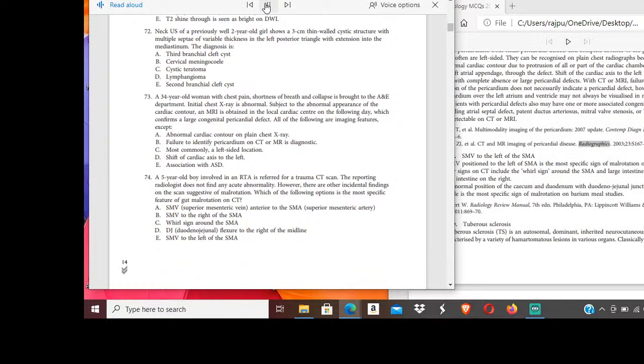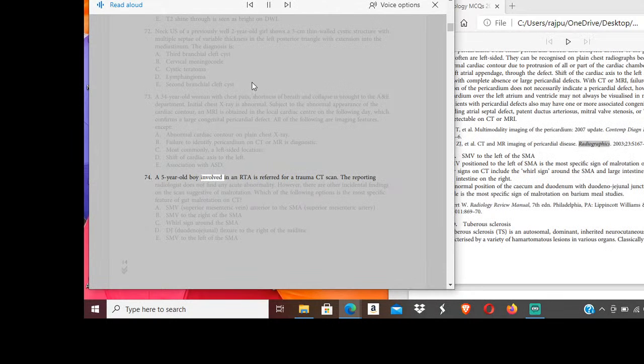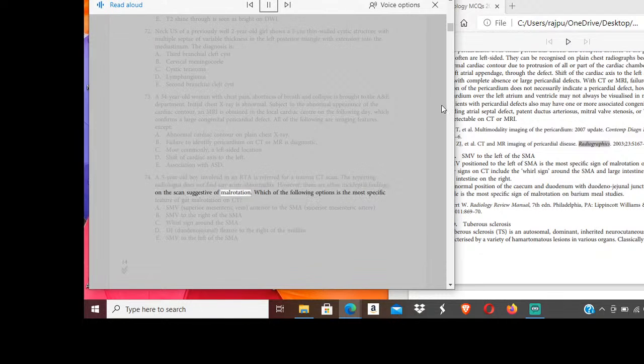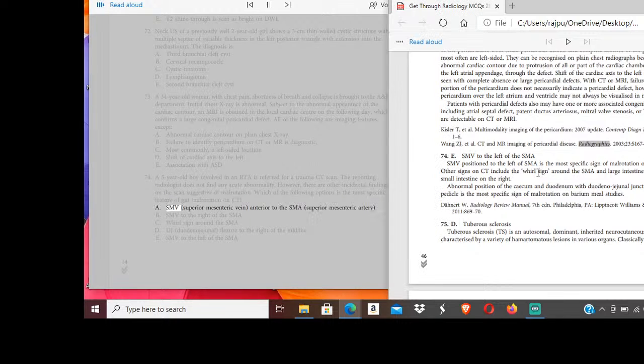Radiographics. 74. A 5-year-old boy involved in an RTA is referred for a trauma CT scan. The reporting radiologist does not find any acute abnormality. However, there are other incidental findings on the scan suggestive of malrotation. Which of the following options is the most specific feature of gut malrotation on CT? A. SMV, superior mesenteric vein, anterior to the SMA, superior mesenteric artery. B.